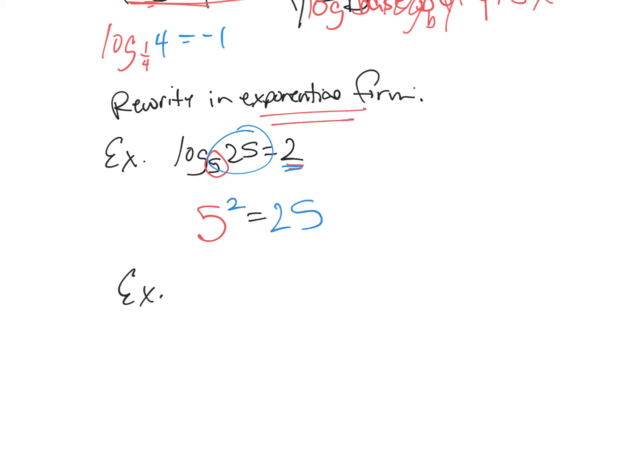Okay, so let's do another one. Let's do the log base 4 of 1 is 0. So our base is 4. So I'm going to rewrite it in exponential form. So I need the base of 4 to the power of 0 is 1. And so that's how you would rewrite it in exponential.